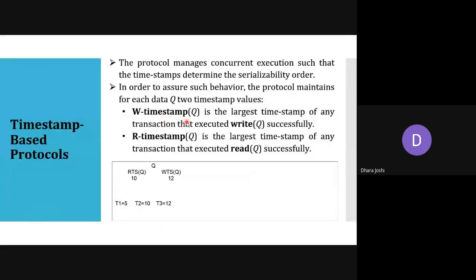Read timestamp of Q: if we have a data item Q and it is read first by transaction T1, and T1 enters the system at 5 p.m., then 5 is noted down. After that, transaction T5 comes and enters the system at 10 o'clock, so the read timestamp will be updated to 10.